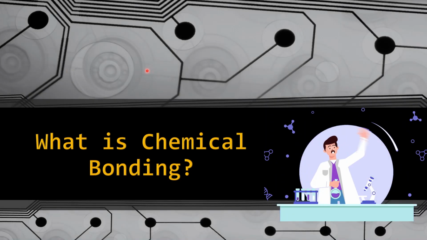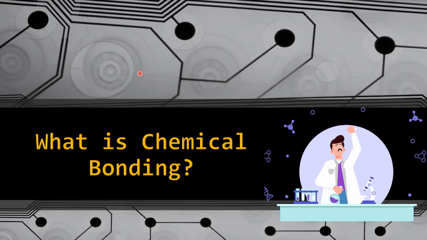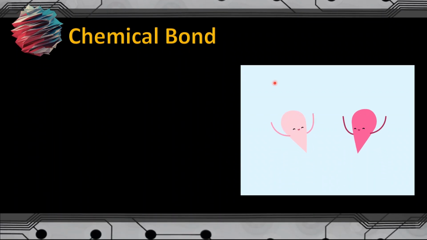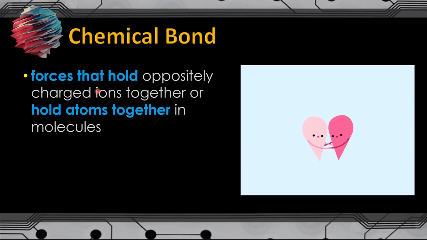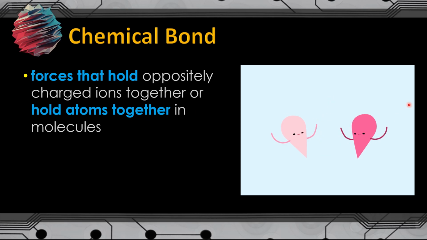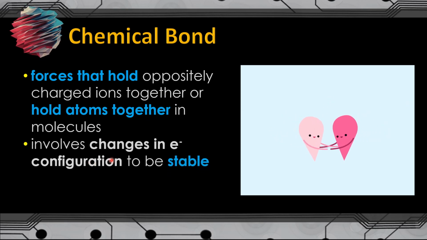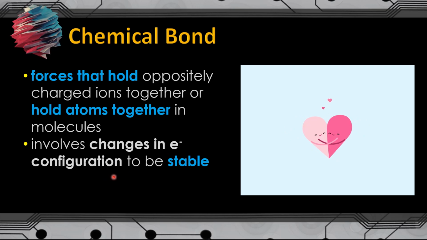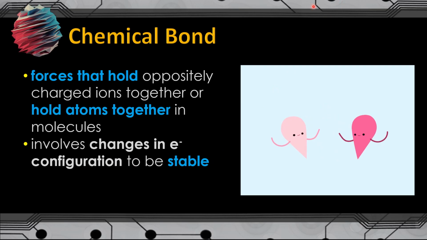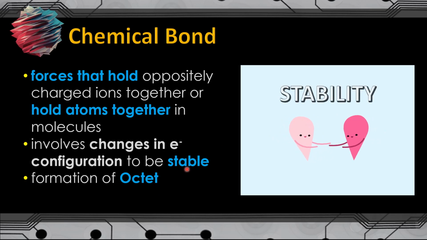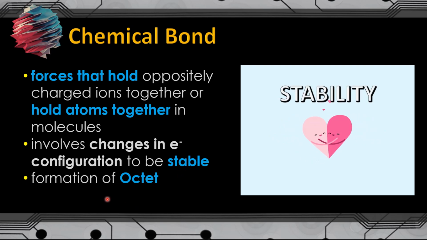Let's begin our discussion with getting to know more about the main focus of this discussion. What is chemical bonding? A chemical bond is described as the forces that hold oppositely charged ions together or hold atoms together in molecules. It also involves changes in electronic configuration for the atoms to be stable. A chemical bond is characterized by the formation of octets.